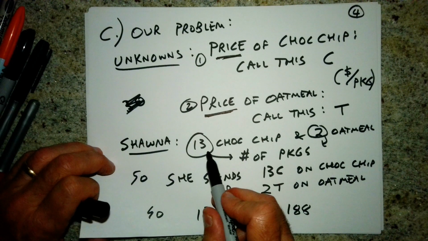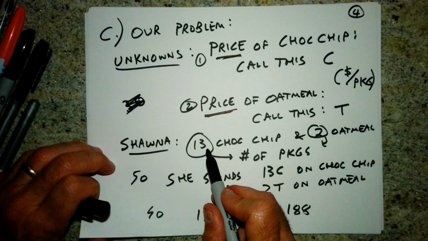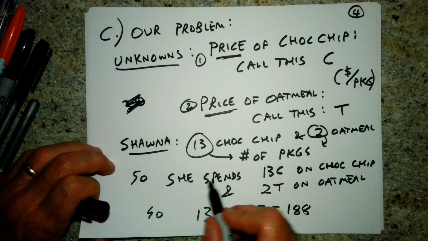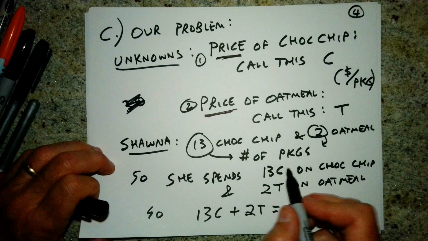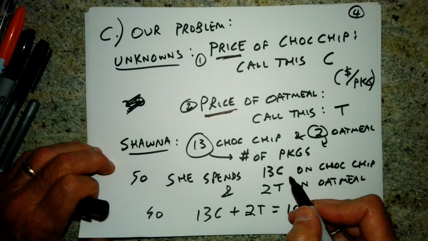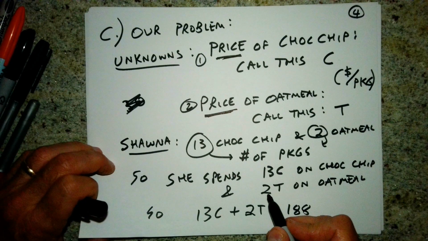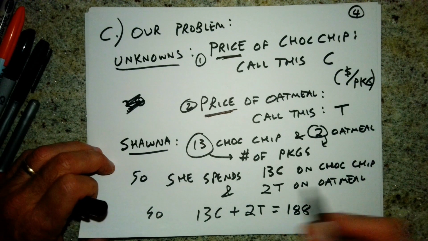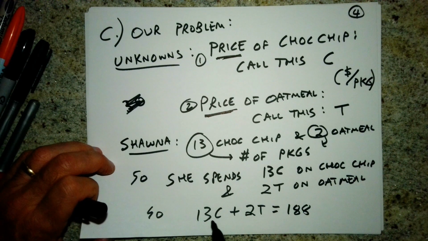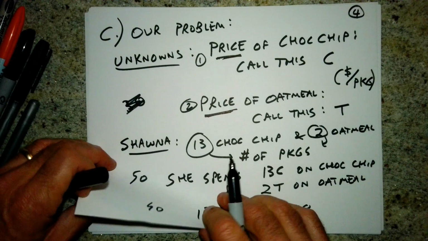Okay. Well, she buys 13 packages, and the price of each one is the unknown C. So we have to write that as an unknown. She spends 13 times C. 13 packages times C dollars per package for chocolate chips. And in the same way, she spends 2T on oatmeal. 2 packages times the price of oatmeal, which is T. And it says in the problem, if you add those 2 total costs together, the total she spent on chocolate chip plus the total she spent on oatmeal, you get $188. So that gives us our first equation. Okay?